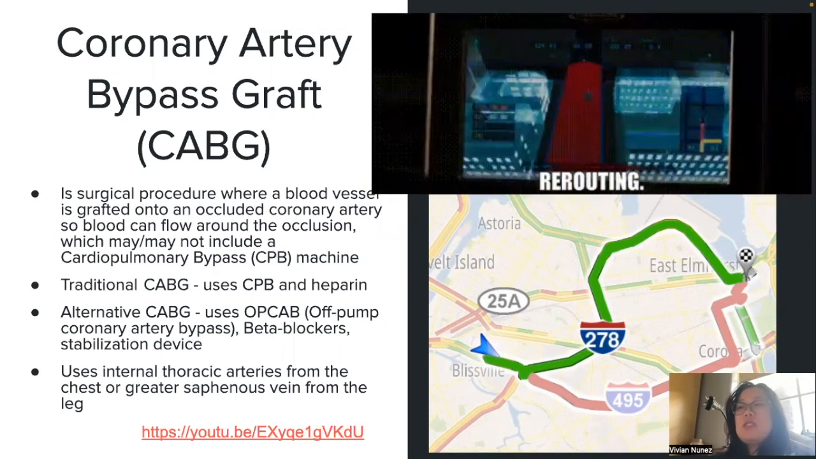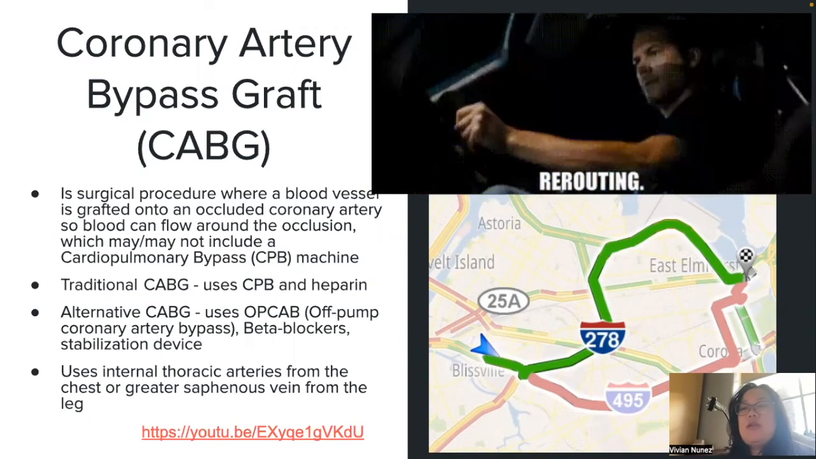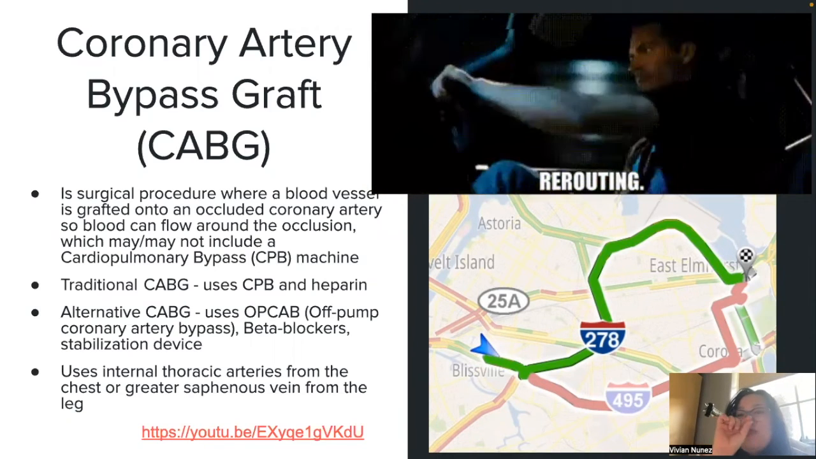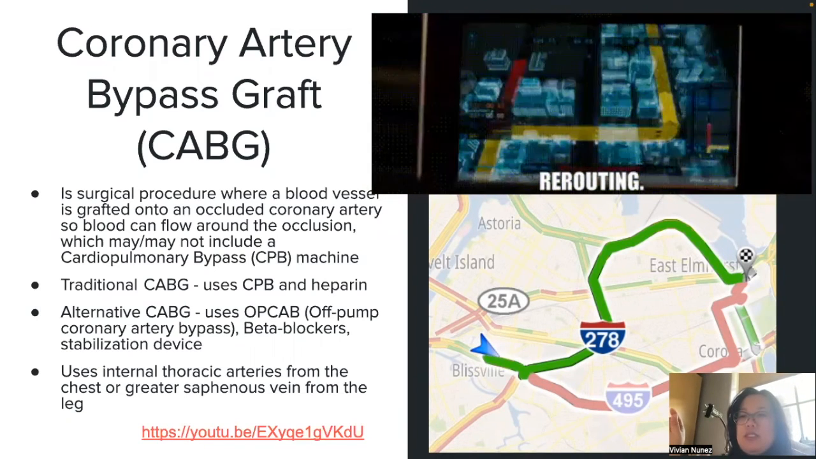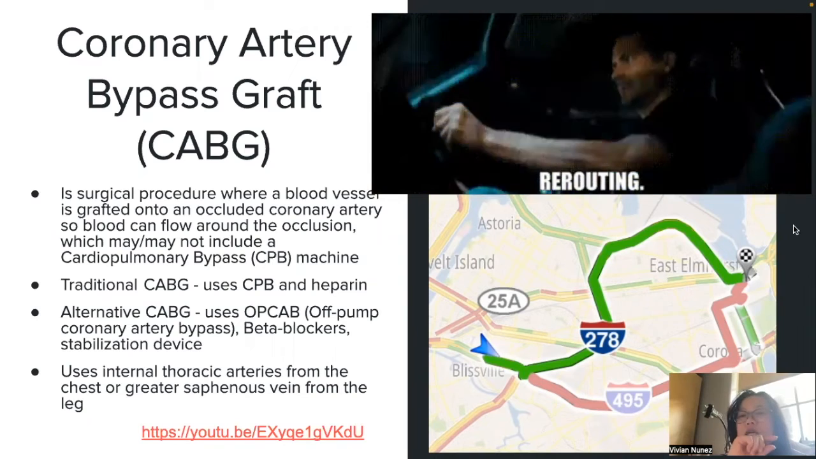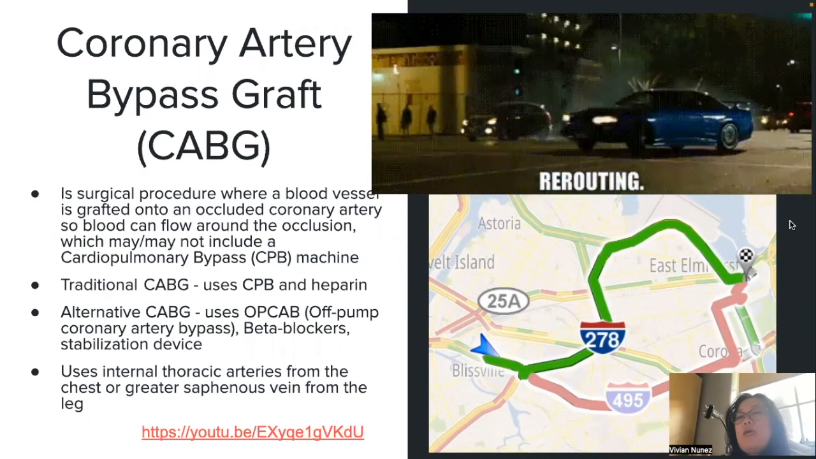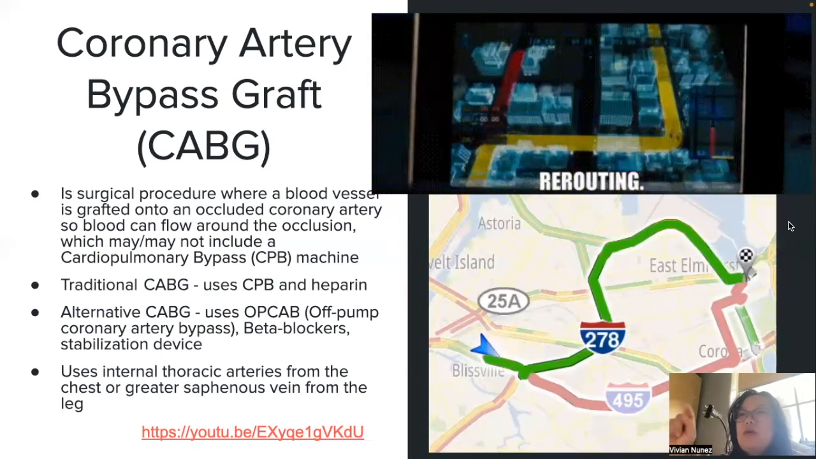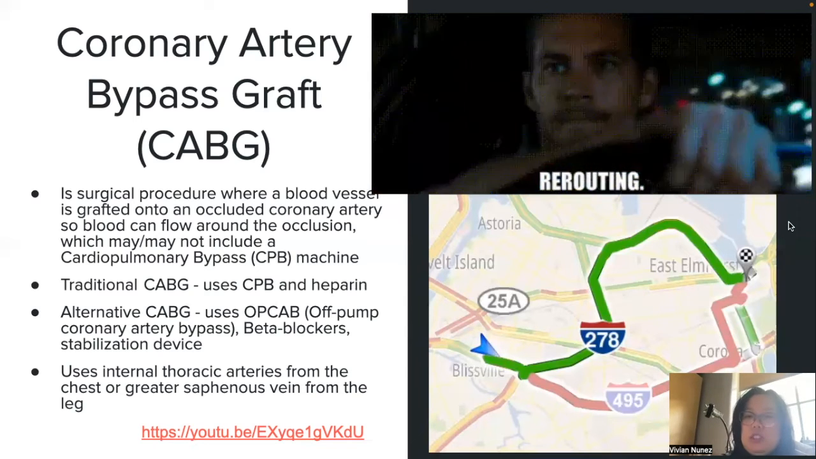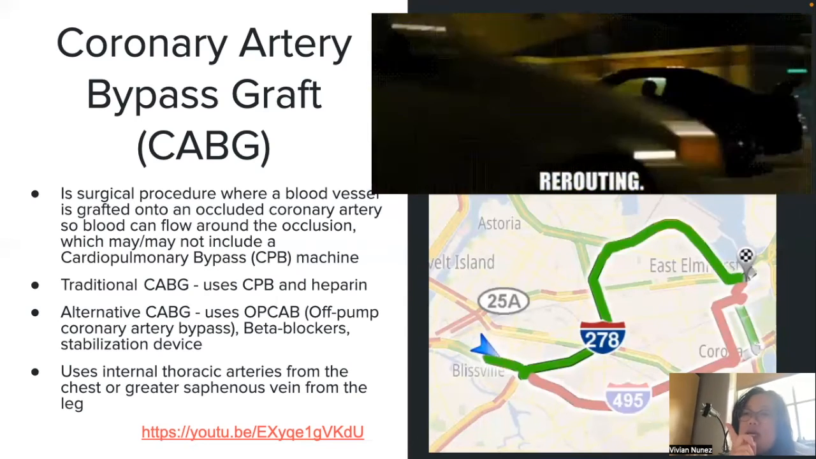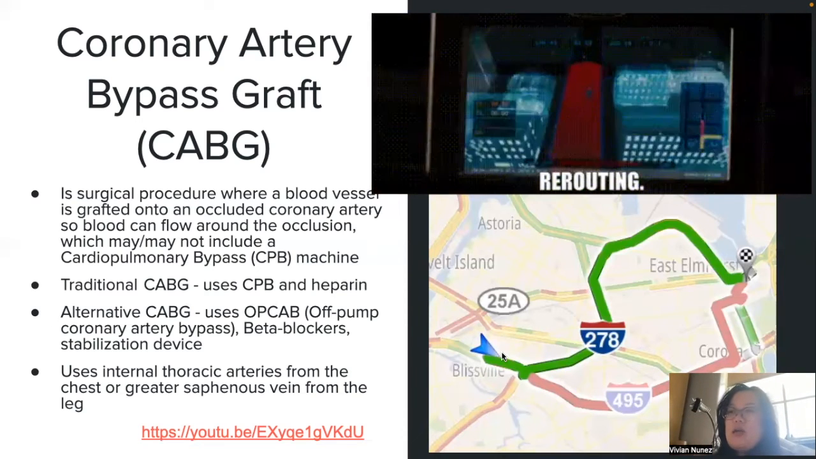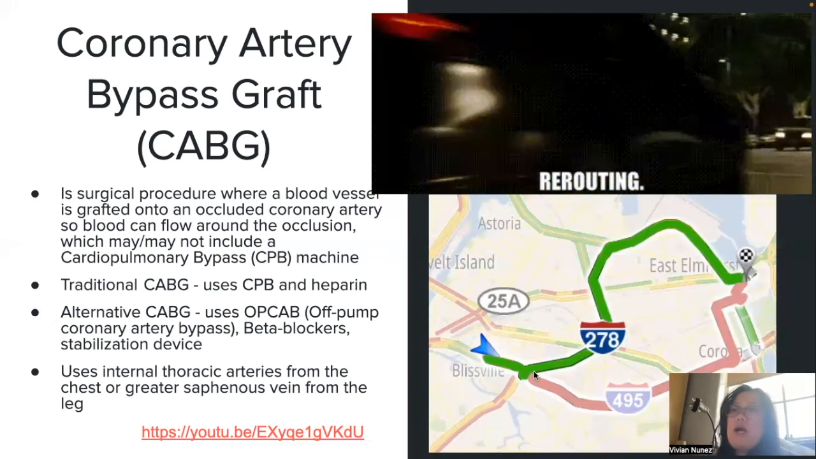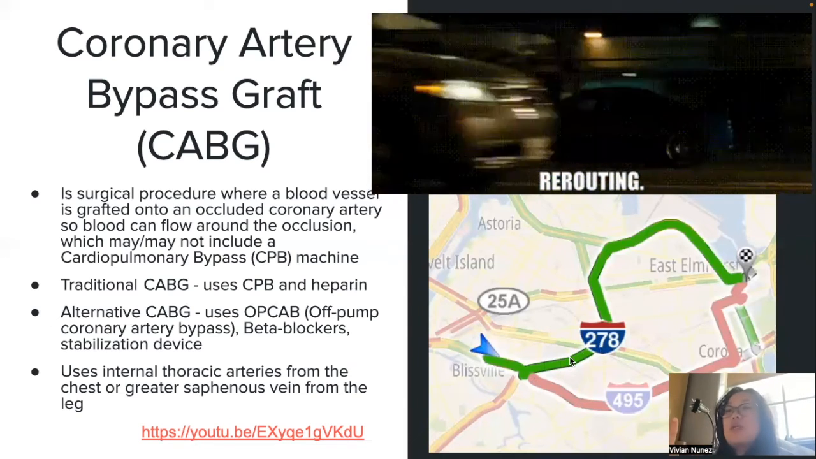The next surgical procedure we're going to talk about is the coronary artery bypass graft, also abbreviated as CABG. It's a surgical procedure which involves an occluded coronary artery, and you have to graft on, let's say, a healthy patent internal thoracic artery from your chest, or maybe a greater saphenous vein from your leg. That basically reroutes the blood flow around the occlusion. Very much like the Google Maps image, when there's a blocked path, you're going to go around it, you being blood circulation.